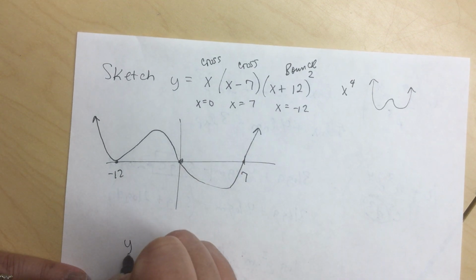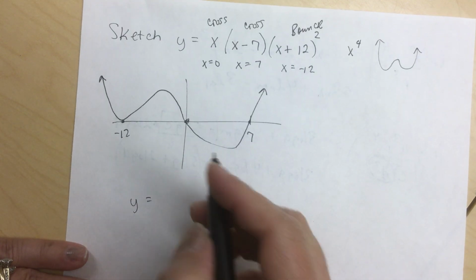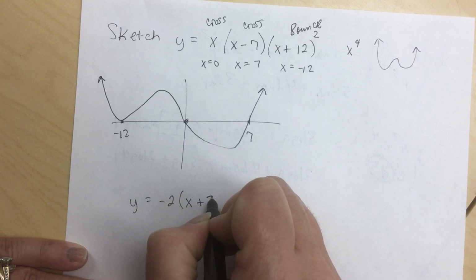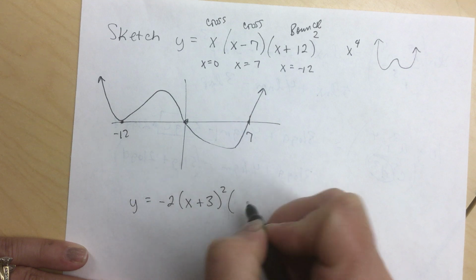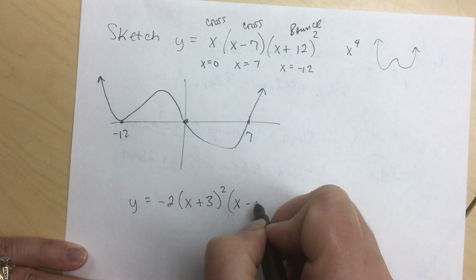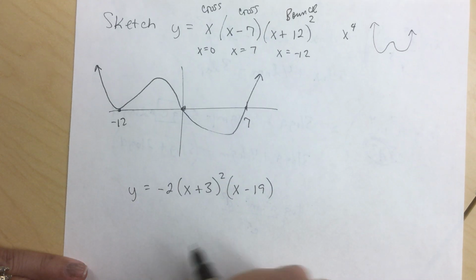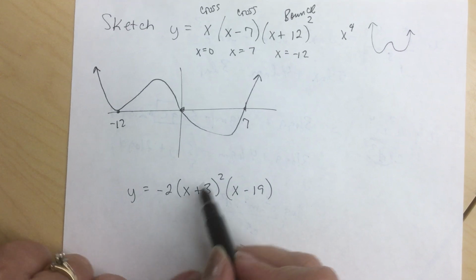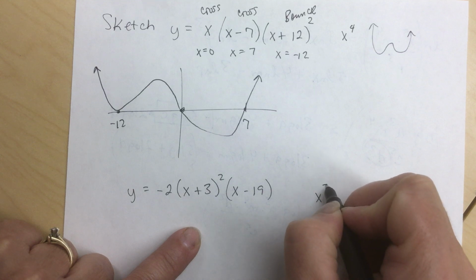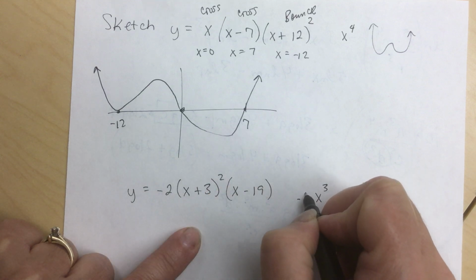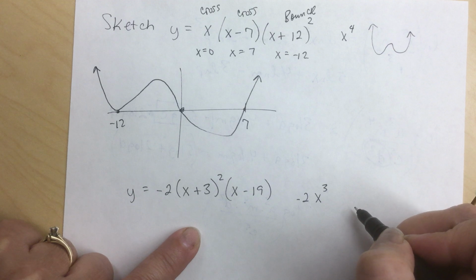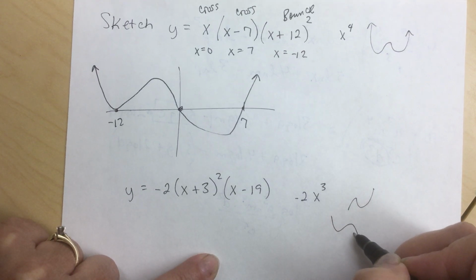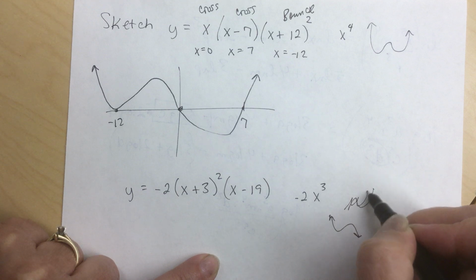Now we could have one that's negative. We could have a negative 2 and then an x plus 3 squared and maybe an x minus 19. So this would be a third degree. If you were to multiply that out, you would have an x to the third, but you'd also have a negative 2 out in front. So x to the third normally goes like this, but it's negative, so it's going to go like that.